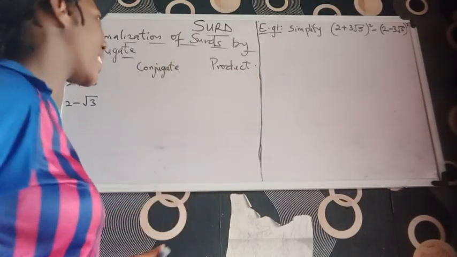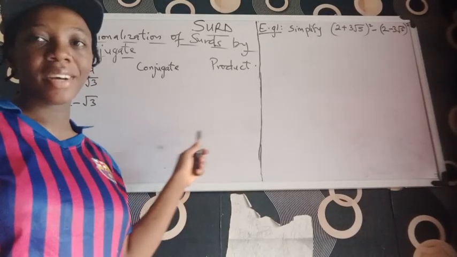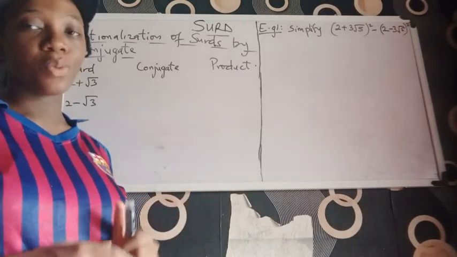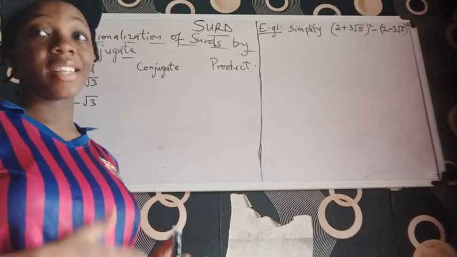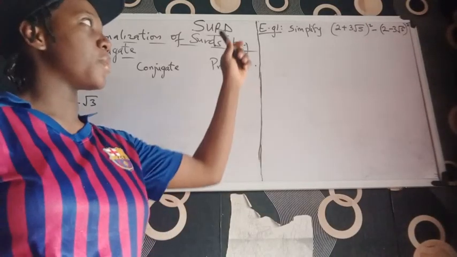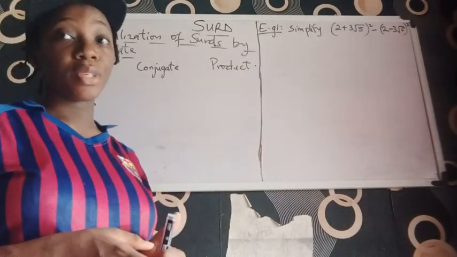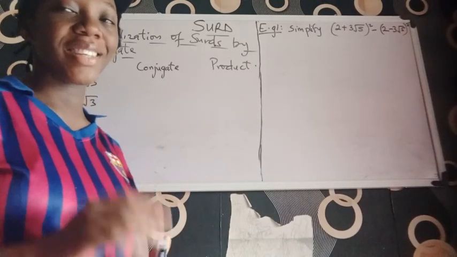But before we get to that, let's get clarified on this part. What is a conjugate and what is their product like, so that when we get to this point, we won't be stranded. Alright, so let's dive in.